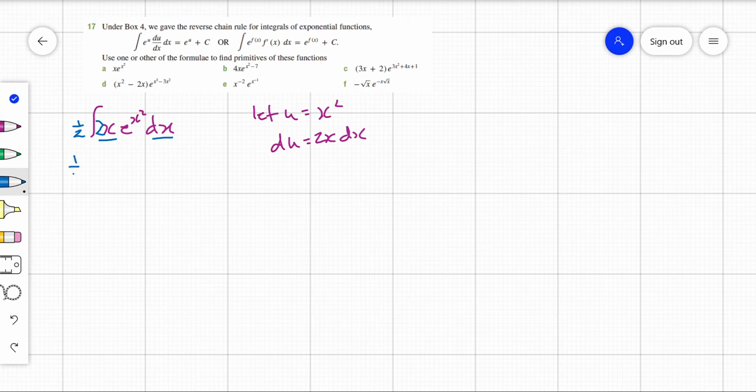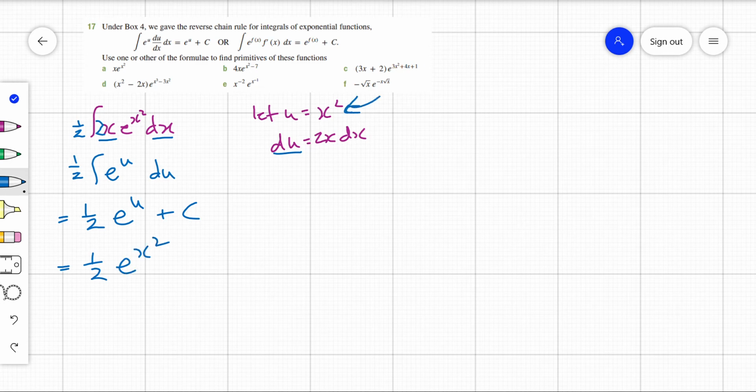So now if I change it to in terms of u, which is what I want, that 2x dx part is just equal to du, right? And then the rest is e to the x squared becomes e to the u, because x squared is u. Alright, and then it becomes easy because the integral of e to the u is e to the u. Don't forget your plus c. And just remember to change it back in terms of x's. So e to the, what's u? U is x squared from here. So I get half e to the x squared plus c.